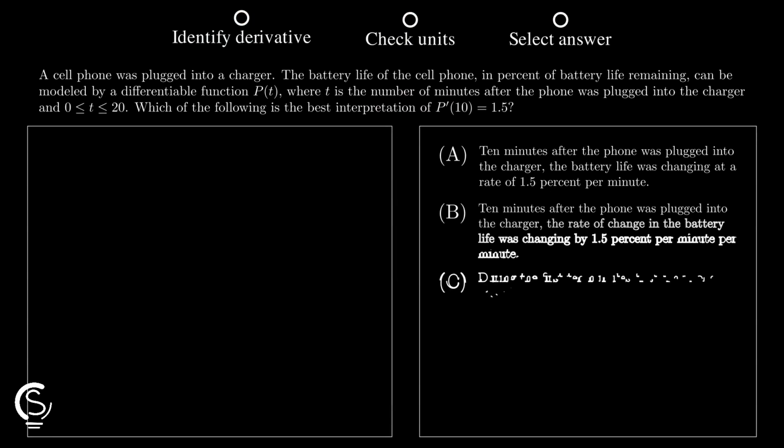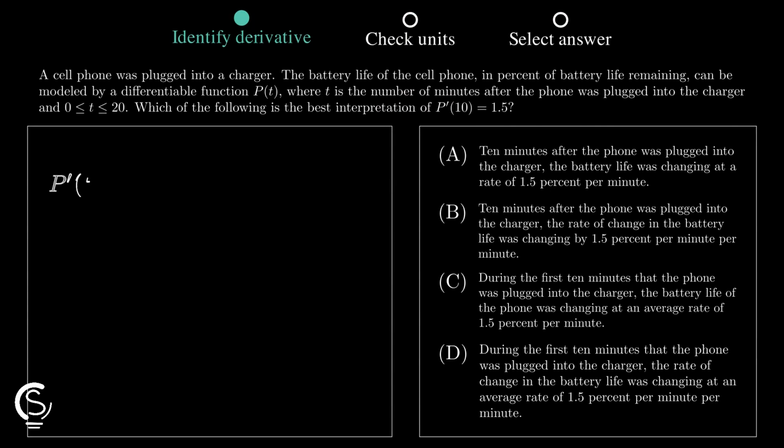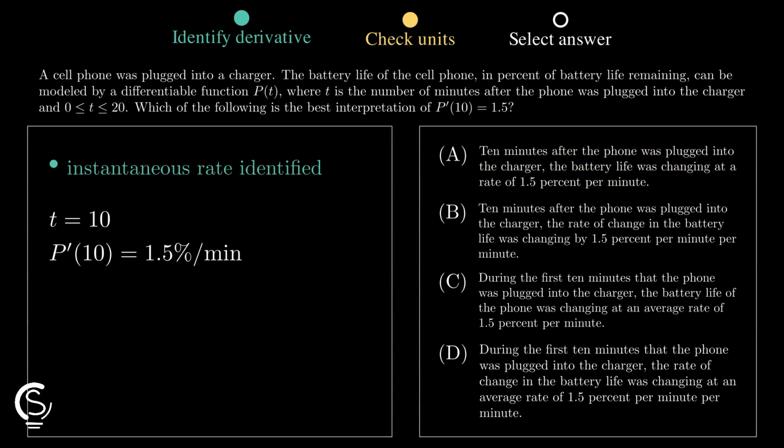The derivative P prime of t represents the instantaneous rate of change of the battery life at a specific moment in time, not an average over an entire time interval. Since P prime of 10 equals 1.5, the battery life is increasing at an instantaneous rate of 1.5% per minute at exactly 10 minutes. Boom!